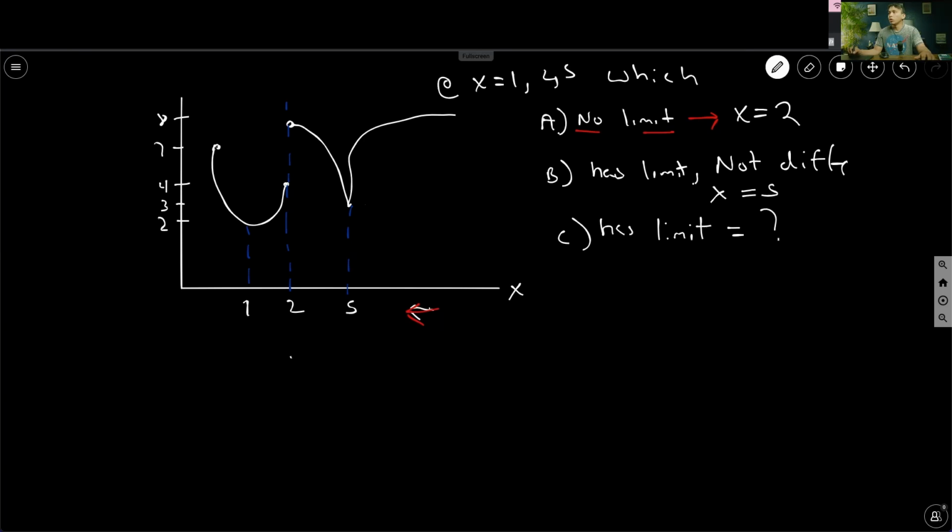And then which one has a limit? Well, we said earlier, x equals 1 has a limit, and that limit, or the height, when you get close to 1, is equal to 2. So which of the values equal limits? x equals 1 has a limit, and that y value is equal to 2.